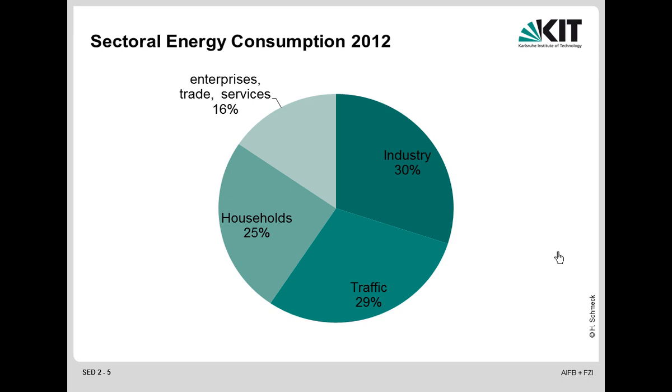Now I'll give you several slides on typical consumption statistics and some other statistics of the energy system. Some are based on the year 2012, some on newer data. I did not really update all the slides because essentially it did not change that much. So, the sector energy consumption, the different sectors of the country. We have 30% energy consumption by industry, households 25%, traffic 29%, about that. That's all the energy that is consumed, distributed in that way. Then we have enterprises, trade, services, 16%.